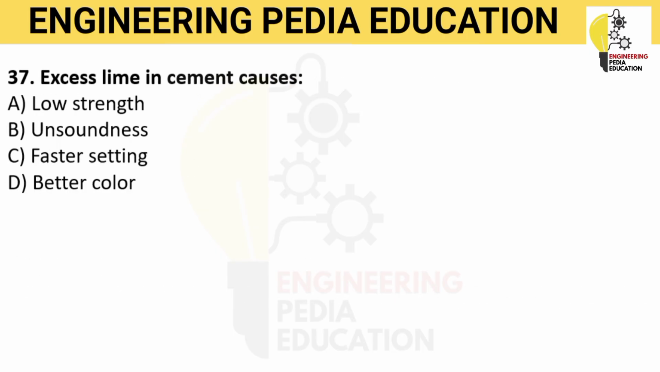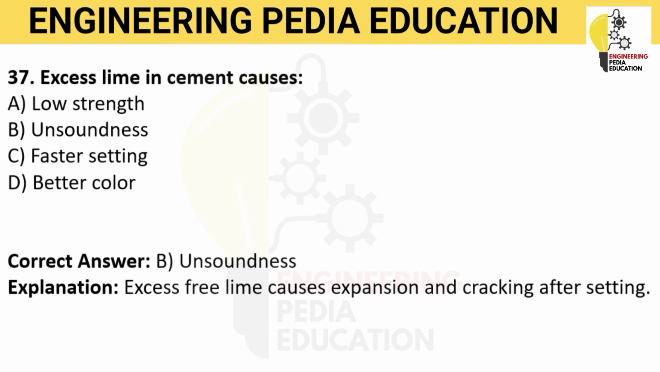Excess lime in cement causes low strength, unsoundness, faster setting, better cooling. So excess lime causes unsoundness. Excess lime causes expansion and cracking after setting. The lime percentage present in cement is 60 to 70%. It also reduces strength and slows setting of cement. If it is low, strength reduces, and if it is more, it becomes unsound, causing expansion and cracking.